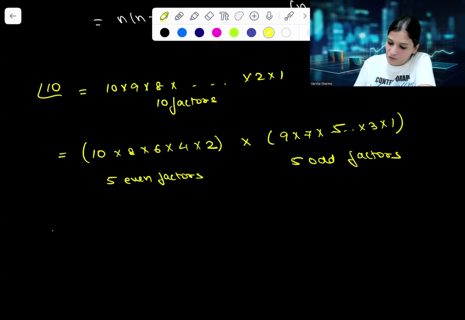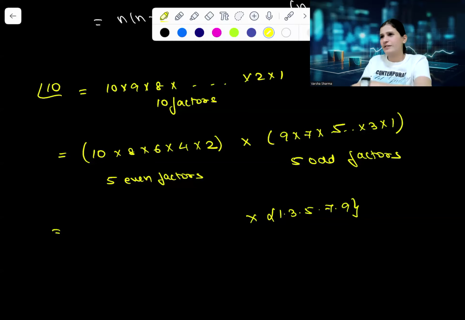Right? Now, for the odd, I'm not saying anything. 1, 3, 5, 7, 9. Let it be, in whichever way you want to write. For the even, can I take common? No. Because in multiplication, you don't take common. You take common in plus and minus.